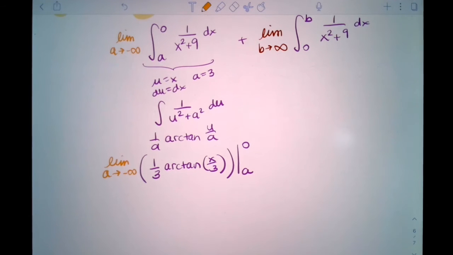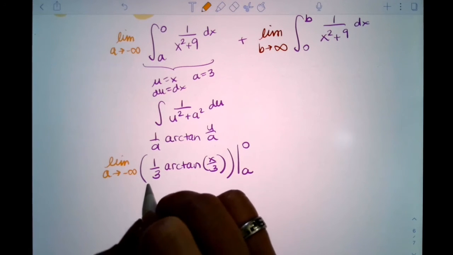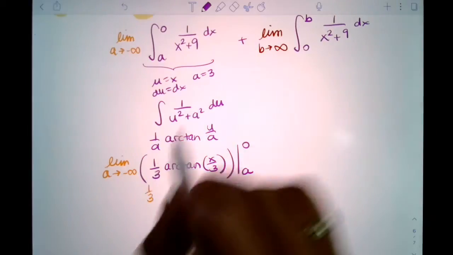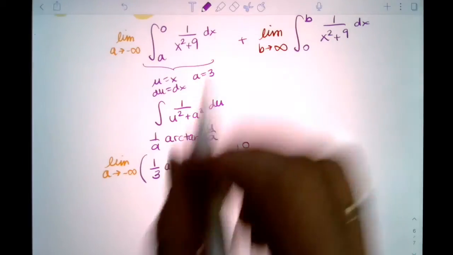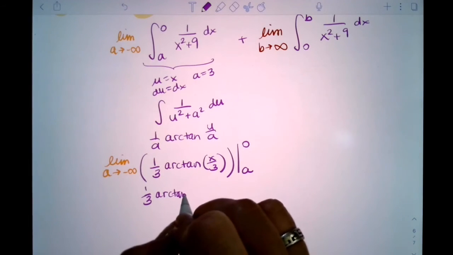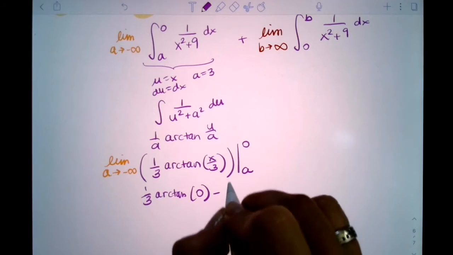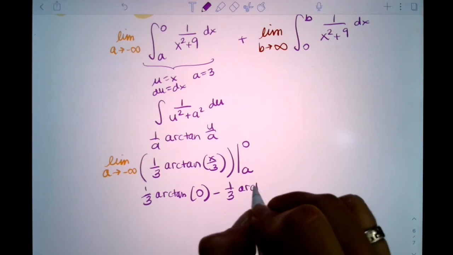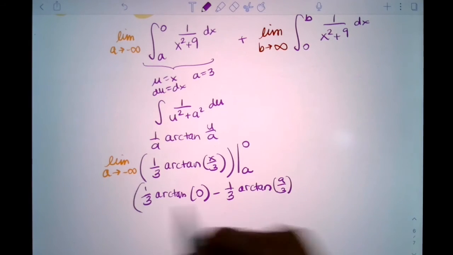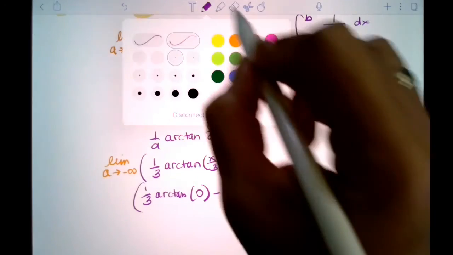So let's do it. Let's plug in 0. Let me switch my color back. 1/3 arctan. If I put in a 0, that's just 0. Minus 1/3 arctan of a over 3. All right, we're really getting into something here.